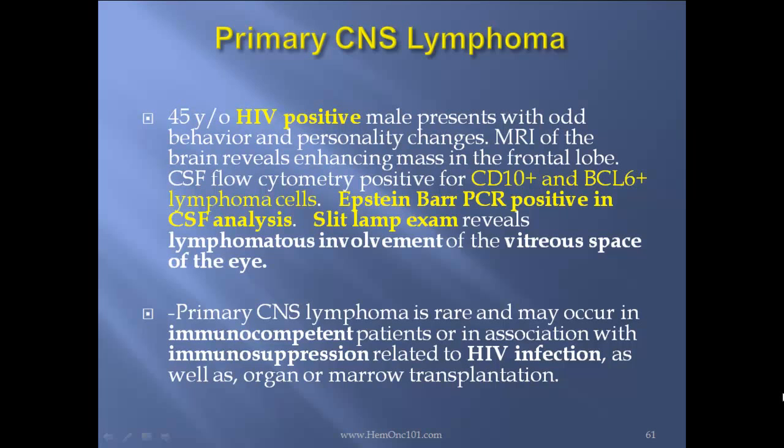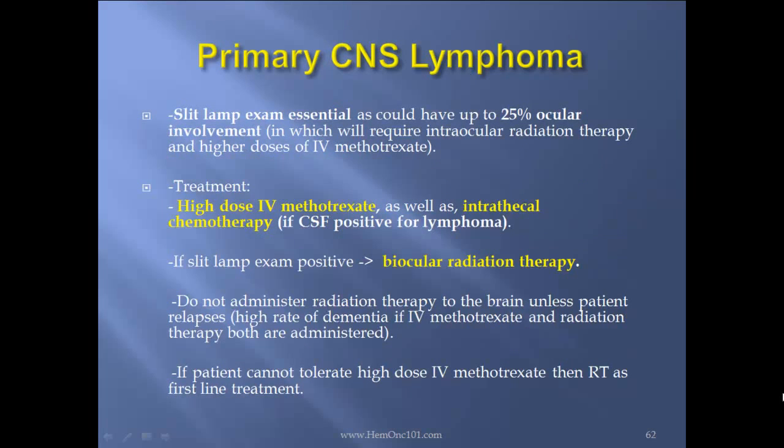Primary CNS lymphoma is rare and may occur in immunocompetent patients or in association with immunosuppression related to HIV infection, as well as organ or marrow transplantation. Slit lamp exam is essential, as there could be up to 25% ocular involvement, which will require intraocular radiation therapy and higher doses of IV methotrexate.